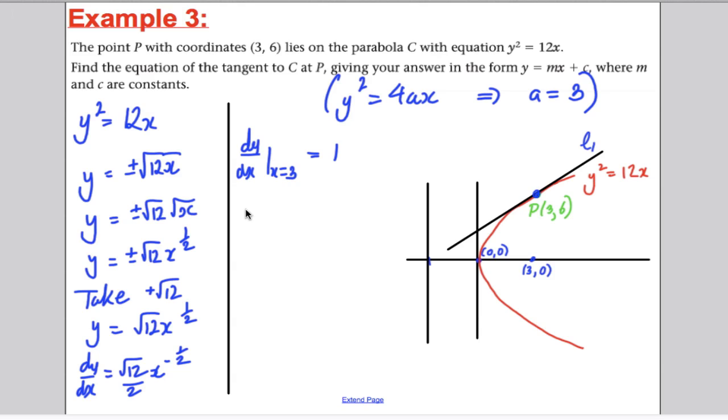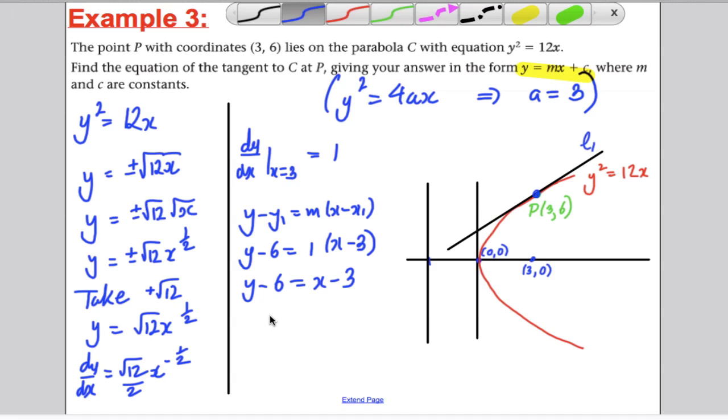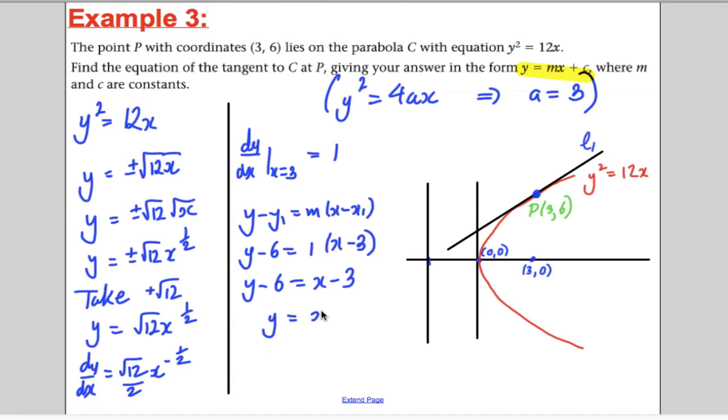Therefore, using the formula y minus y1 is m times x subtract x1, you get y subtract 6 is 1 times x subtract 3. y minus 6 is simply x subtract 3, and we want it in the form y equals mx plus c. They've asked us in a different form here, i.e. make y the subject. y is therefore equal to x plus 3, and that's it, you're done. That is the equation you were after. Done.